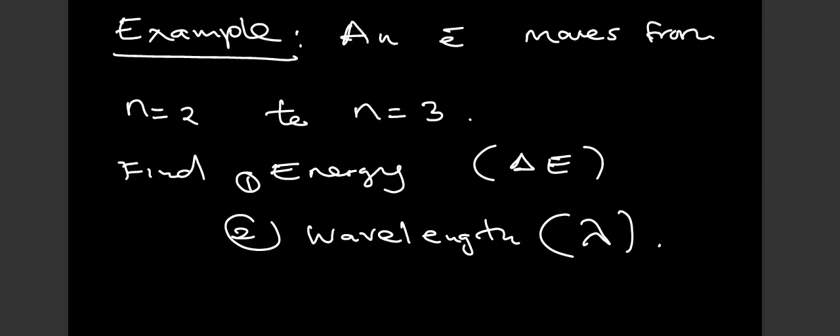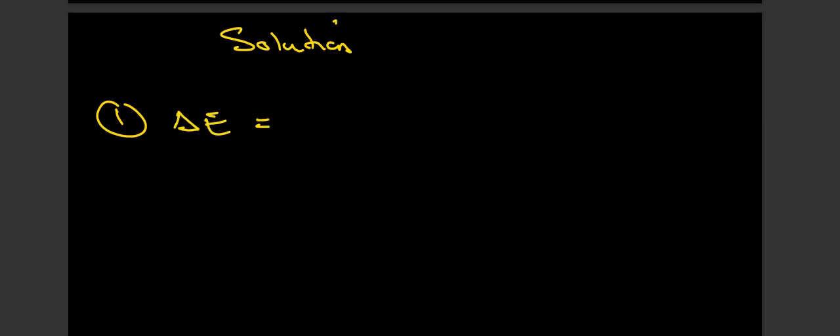Okay, if you've copied the question, we can now start. The initial, where we are coming from, is simply 2, and n final, where we are going to, is simply 3. I'll use the first equation which has a positive. So, solution: the change in energy is going to be equal to 2.178 times 10 to the power 18 joules.